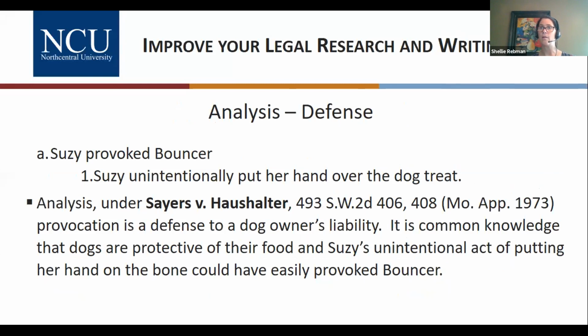And then finally, you have the analysis of your defense, provocation. So an analysis of this might be something like, under Sayers versus Halter, provocation is a defense to a dog owner's liability. It is common knowledge that dogs are protective of their food, and Susie's unintentional act of putting her hand on the bone could have easily provoked Bouncer.